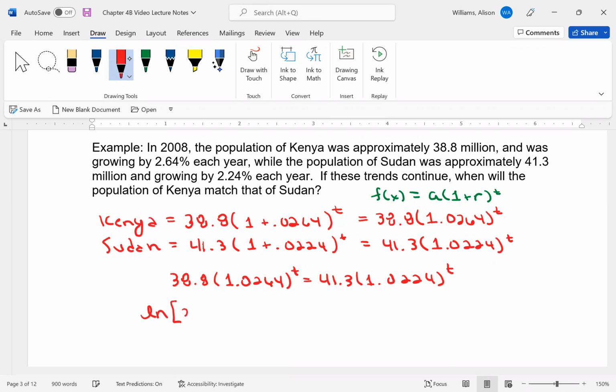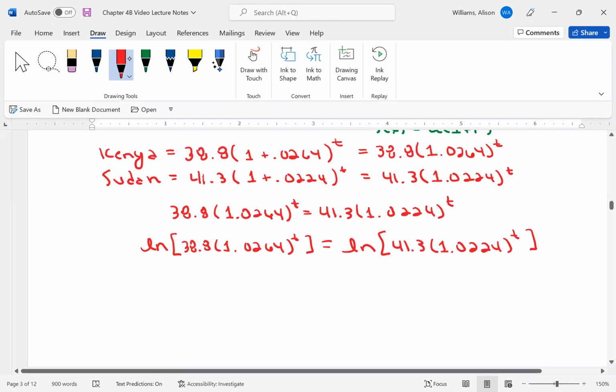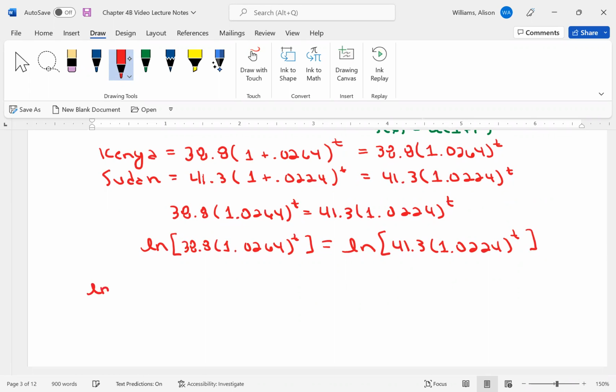Here, let me put it in brackets. 38.8 times this, and 41.3 times this. All right. Now, using the log properties, I'm going to take and break up these multiplications and rewrite them as additions.